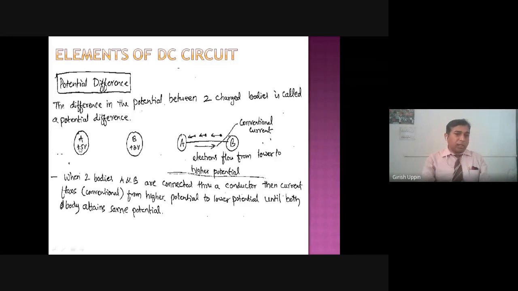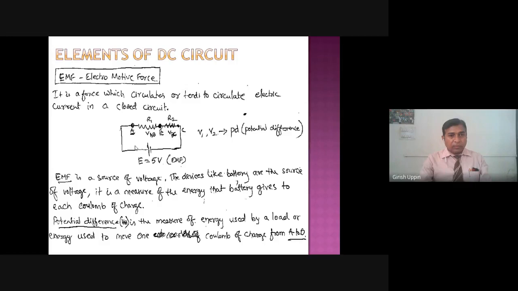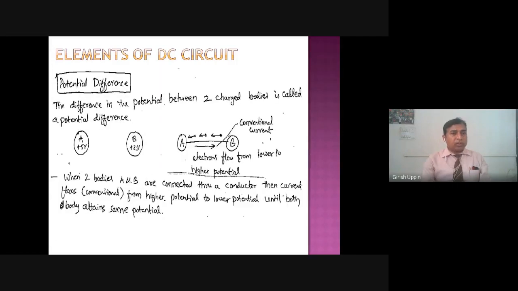For example, this A is at 5 volt and B is at 3 volt. If we connect, the conventional current will flow from the higher potential body to the lower potential body. And how long will the current flow? As long as there is a difference in the potential. Once both the bodies attain the same potential, the current will stop. And the unit for the electric potential, since it is a difference of the potentials, will remain the volt or joules per coulomb.